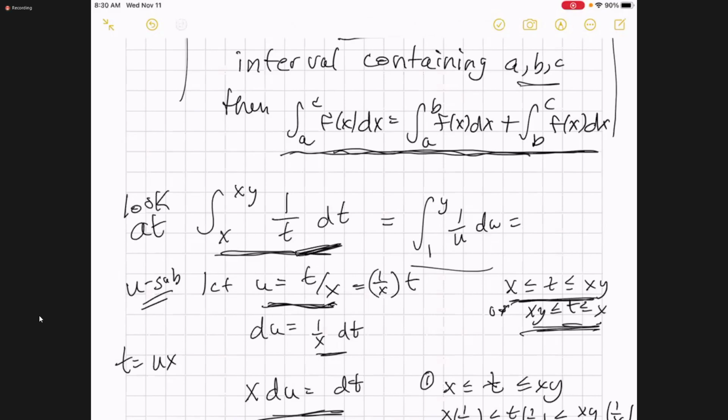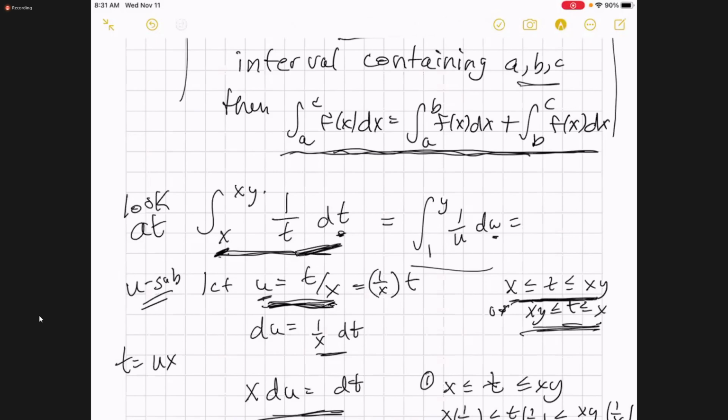So what I'm going to do is do this u substitution. t is my variable in my original integral, the dummy variable. I'm changing it to u. Okay, but how am I going to do that? I'm going to let u be t over x. Remember, t is a variable relative to this integral. x is a constant. It's an endpoint of an interval.